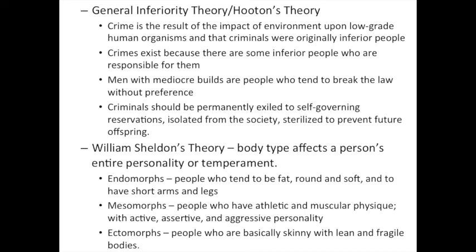So, first is endomorphs. People who tend to be fat, round and soft, and to have short arms and legs. Mesomorphs, people who have athletic and muscular physique, with active, assertive, and aggressive personality. Ectomorphs, people who are basically skinny, with lean and fragile bodies. So according to William Sheldon, these three types of body structure can affect a person's personality or temperament.